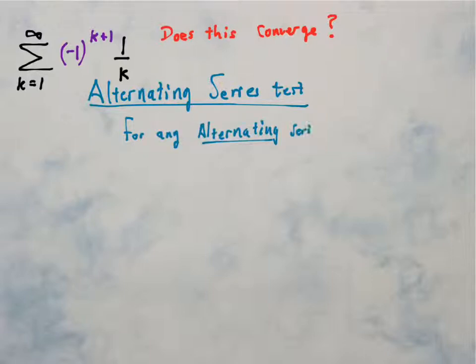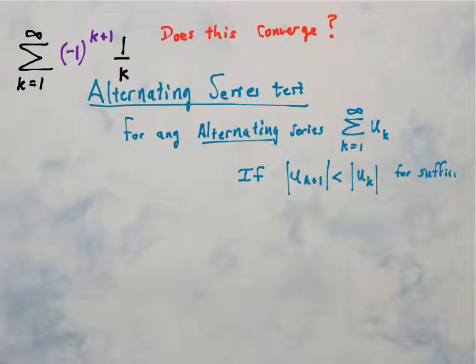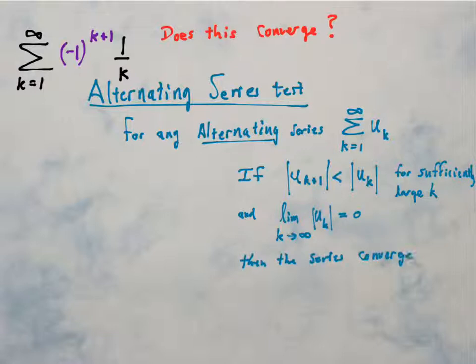For any alternating series, all we have to do is prove that the sequence decreases for sufficiently large values of k, and that the limit of the absolute value of the sequence is 0. That's enough to prove that we have convergence in our series. I just want to explore this for a second. First of all, what we're showing here is that the next consecutive term, absolute value-wise, will always be less than the term before it. It says for sufficiently large k.